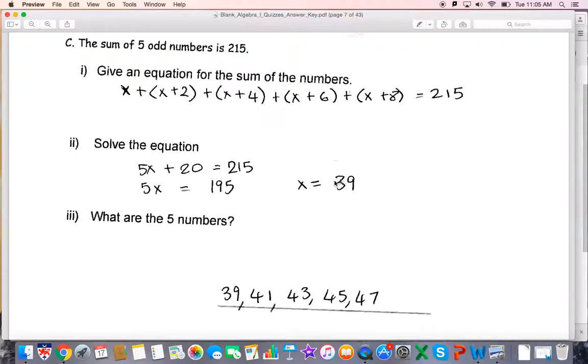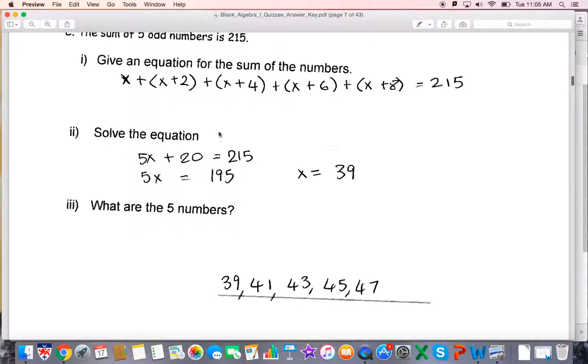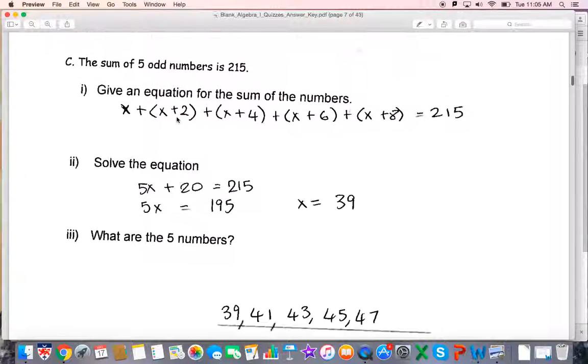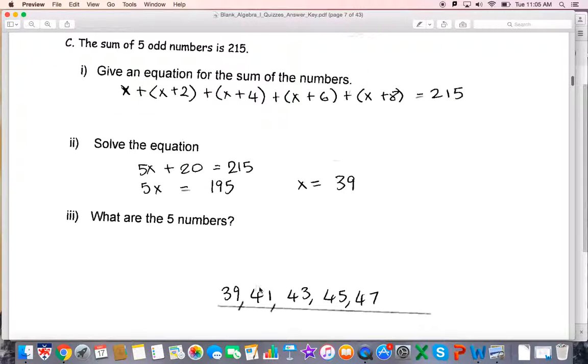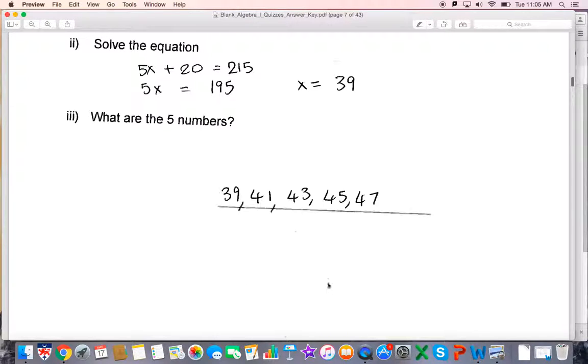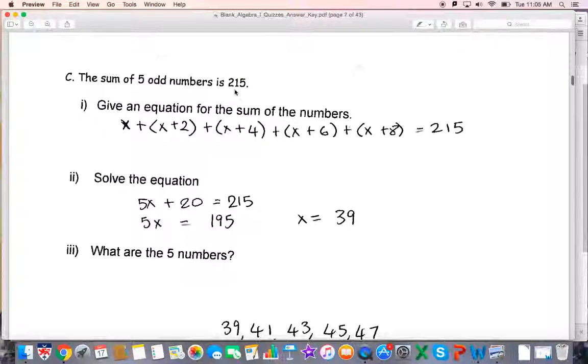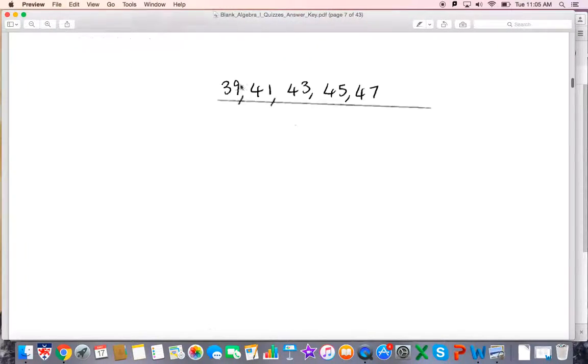However, if you're asked to give all 5 numbers, you have to look back at the question. The first number is 39, followed by the next odd number, then the next odd number, then the next. So we're just counting in twos. And even though this question doesn't ask you to check yourself, because you should be used to it by now, when you add these numbers, you do in fact get a sum of 215. So that's how you know you are correct.